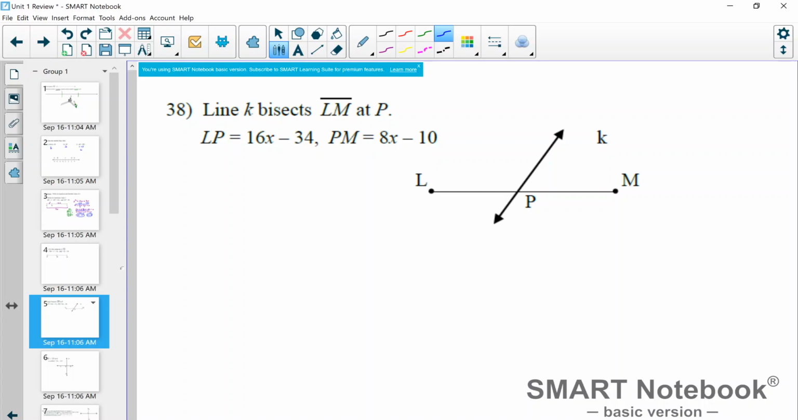38 here, line K bisects LM at point P. We are told the length of LP and what PM is. Same deal. Bisect means cut in half, so L to P is equal to PM. So I will take 16x minus 34 and set it equal to 8x minus 10, solving for x.